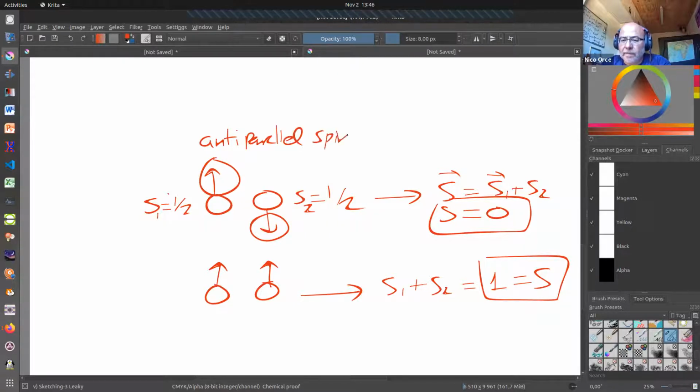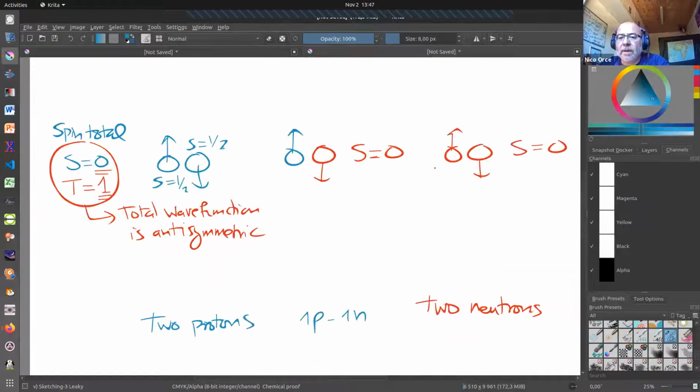right? And for parallel spins, then we have S equal to 1. Correct? Is that clear? Perfect. Good. So that's why here all these three states have S equal to 0.